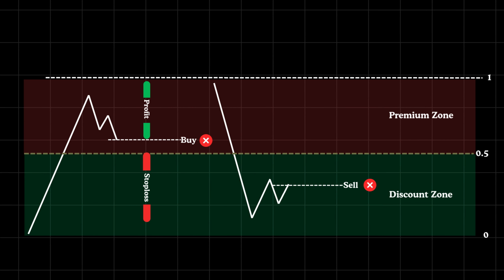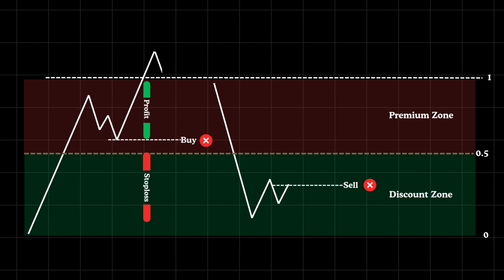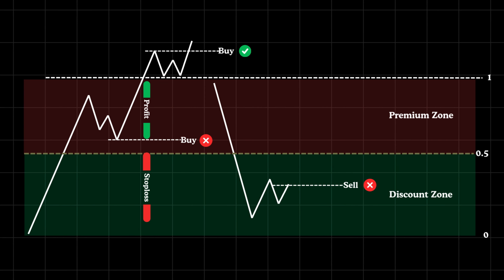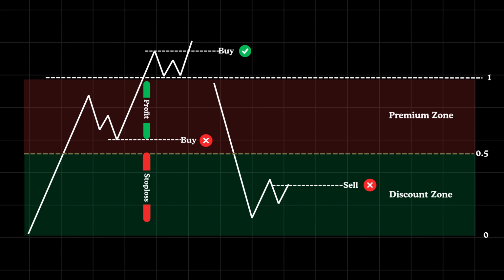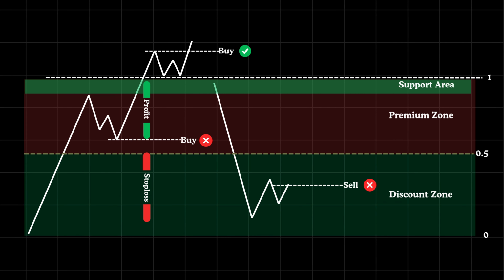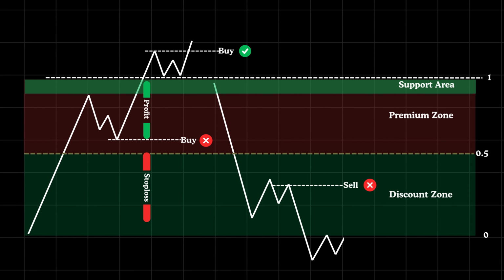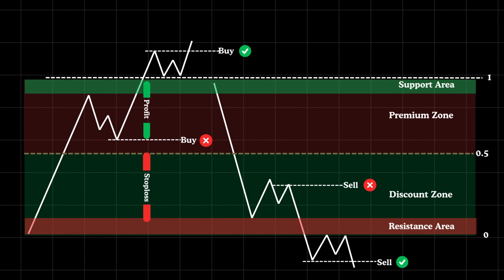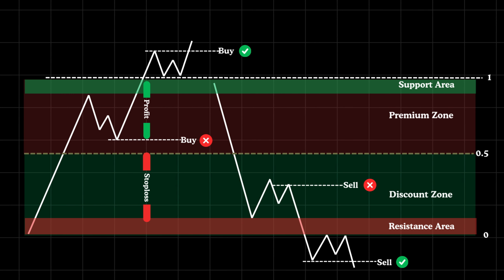However, if the market breaks above the premium zone and sustains there for some time, you can enter a long trade on the breakout of the previous swing high, since the premium area below will now act as support. In the same way, if the price breaks below the discount zone and trades there consistently, you can enter a short trade by treating the discount area as resistance, with a tight stop loss.